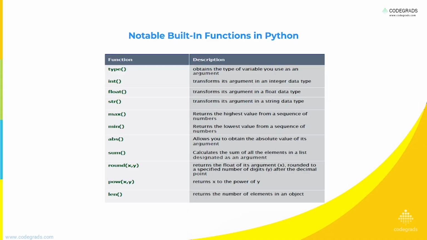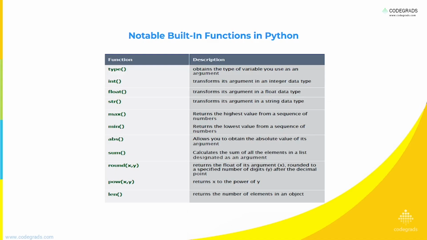Then we have the math functions. We have abs, which returns the absolute value. It allows you to obtain the absolute value of its argument. And we have round in the math functions. It returns the float of its argument x rounded to a specific number of digits y after the decimal point. So basically, it rounds the number x we are passing, and y is the specified number of digits we want after the decimal point. Then we have pow, which returns x to the power of y. So it raises the number to a power.